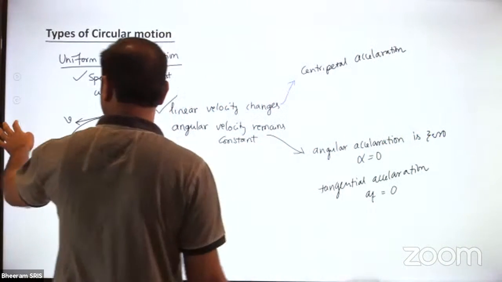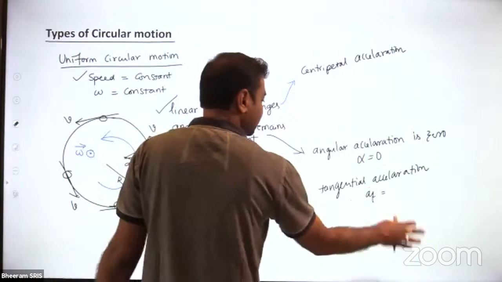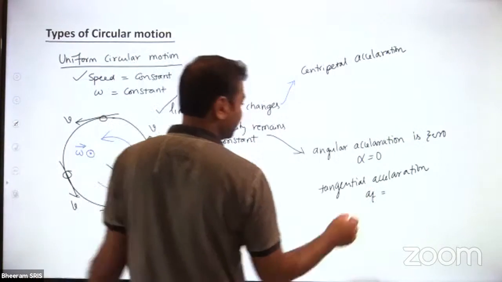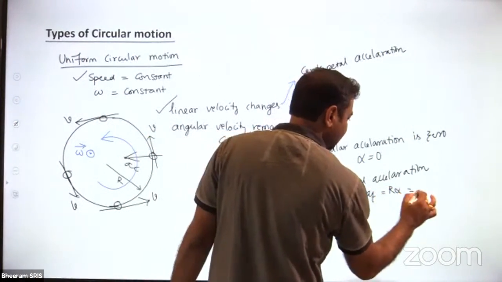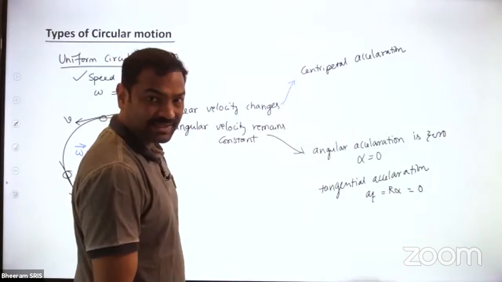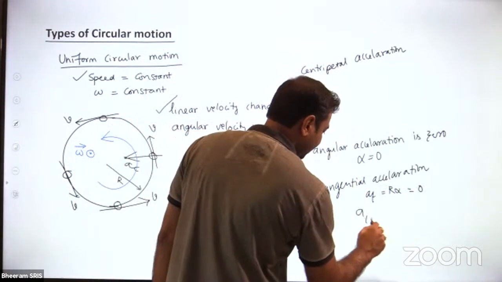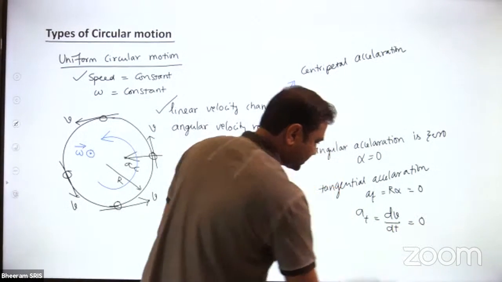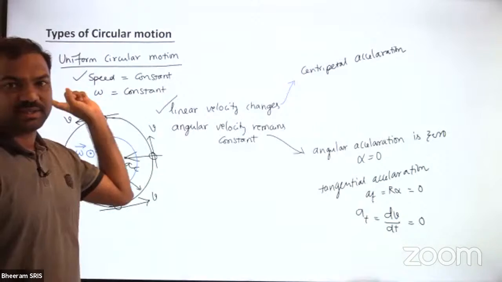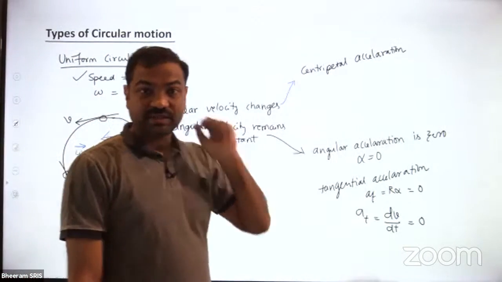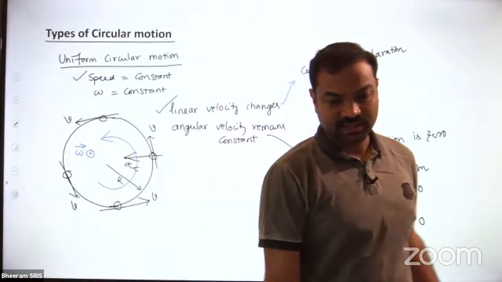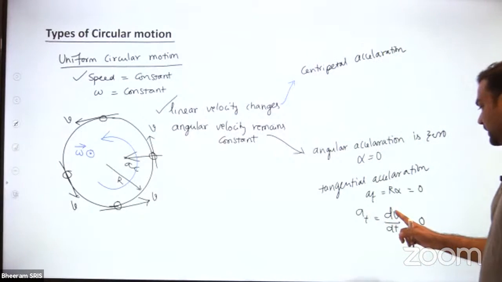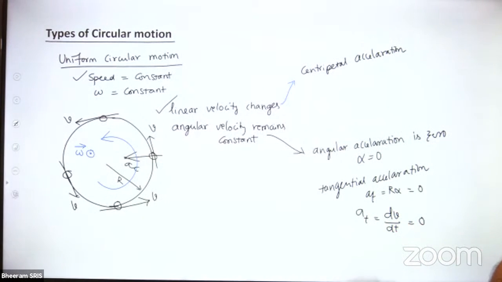If you want, you can write down that expression also. What is the tangential acceleration we know? R alpha, which is equal to 0. Or else, as we have already done, tangential acceleration is dv by dt. Even if you take this, that is also 0 because v is constant. The rate of change of speed is the tangential acceleration, so dv by dt is 0. All of you okay? Understood?